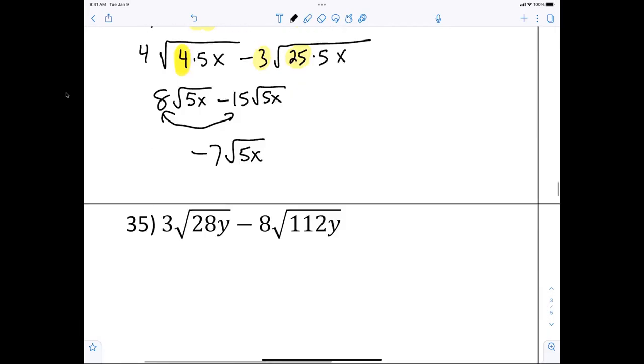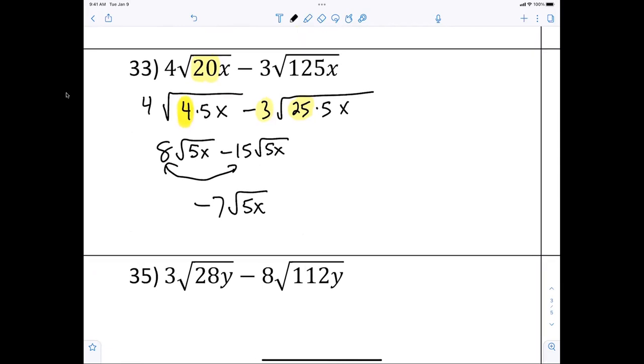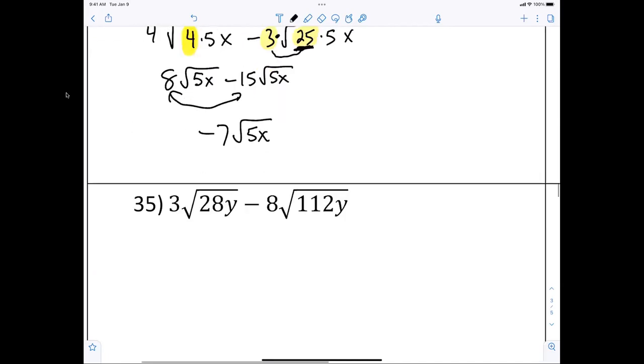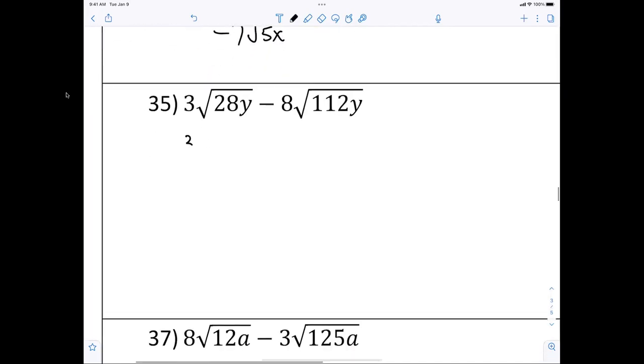Question. How'd you get 15? What's the square root of 25? 5. And I need you to understand there's always multiplication here. All right, Miss Martin, let's go. 28 breaks down to what? 7 times 4. So now what happened to the 4? It breaks down to 2 times 2.